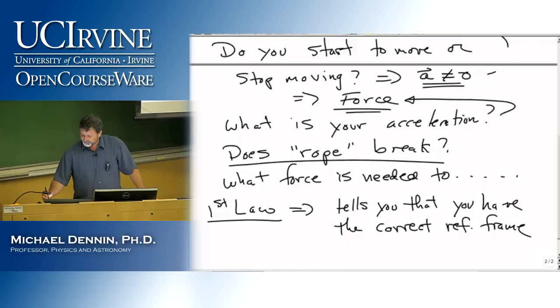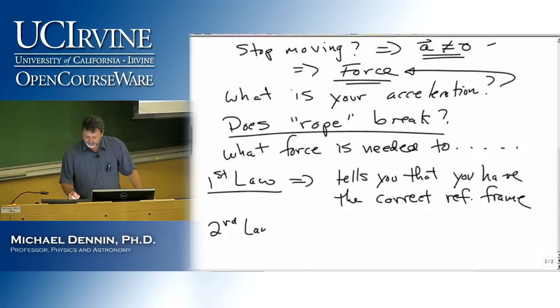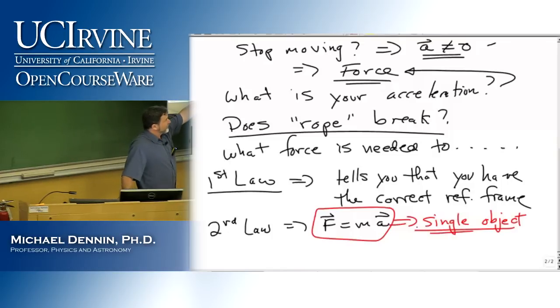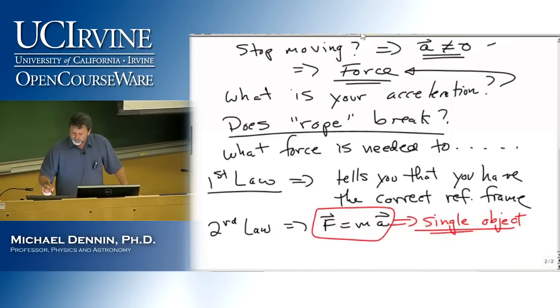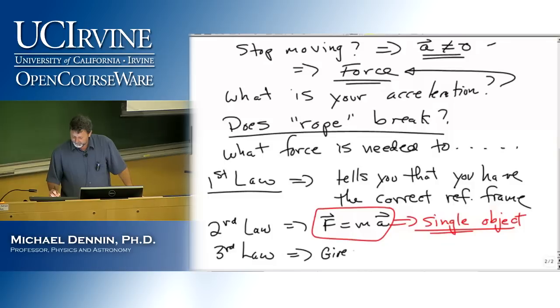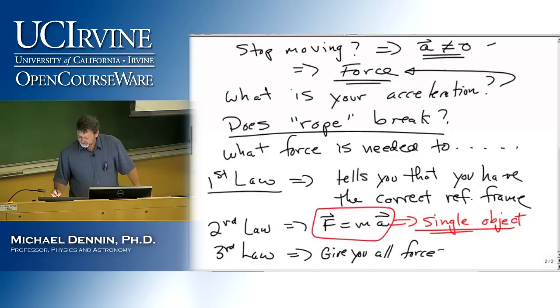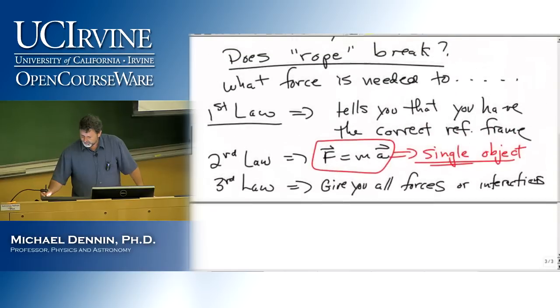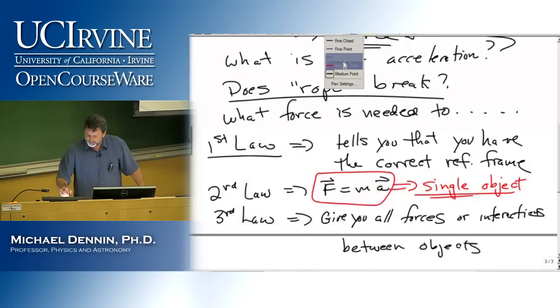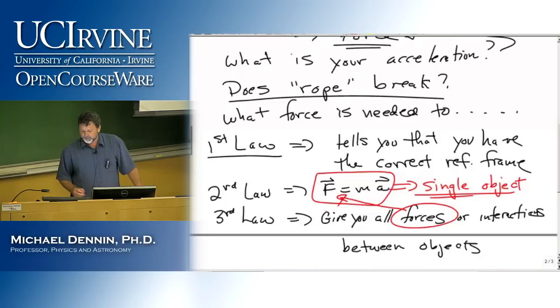What we focus on is the second law, F equals ma, because that tells us what happens to a single object. And keep in mind that you sum up all the forces for the single object for its acceleration. And we will use Newton's third law, because that will give you all the forces or interactions that are between objects. And you will use these to feed into F equals ma.